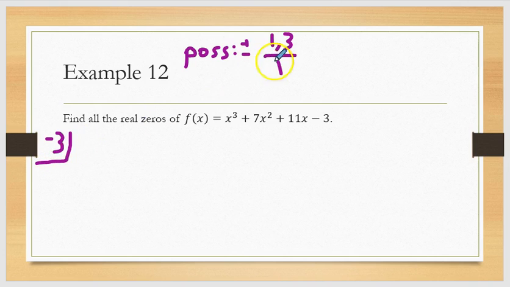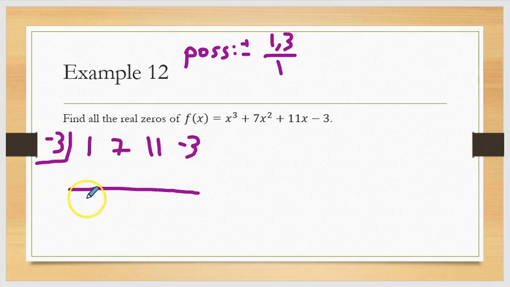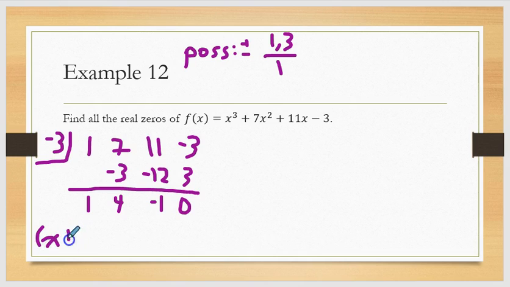So -3 is one of the list of possible zeros, and the coefficients of my polynomial are 1, 7, 11, and -3. So we add the numbers in the column. There's just the one number here, so the first one comes straight down. Then you multiply by what's in the box, add the column again, multiply by the box, add the column, multiply by the box, and add the column. So what we have just found is since -3 is a factor, I can write this as x plus 3, because if you set this factor equal to 0 and solve, that gives you an answer of -3. So -3 is an answer.